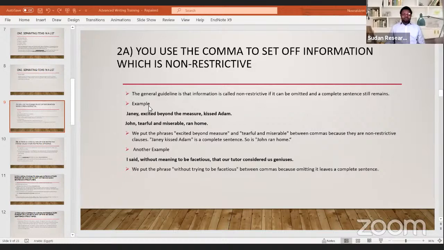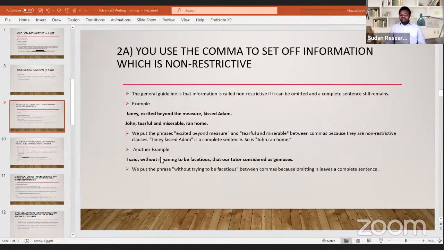But we have put extra information in between those two commas, and that information can be called non-restrictive, as we said last time in our last workshop. At the same time, we have John ran home. This is a complete sentence, but we put something non-restrictive in between, which is tearful and miserable. If you take out the part between the commas, the sentence meaning is still complete, whereas if you took out kissed Adam or ran home, the sentence meaning is not complete. Therefore, the non-restrictive is a phrase you can introduce just to give extra meaning to the sentence. That's what we covered last time.